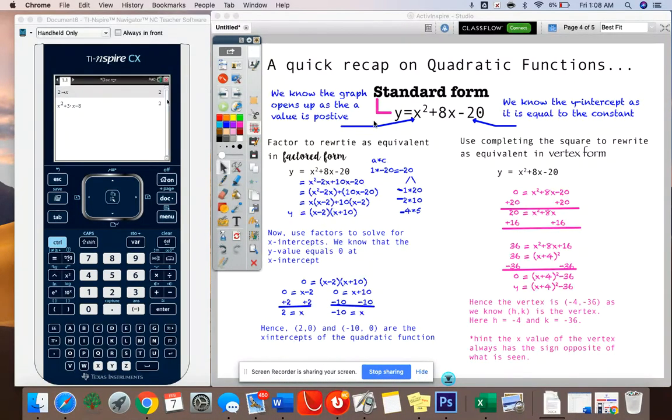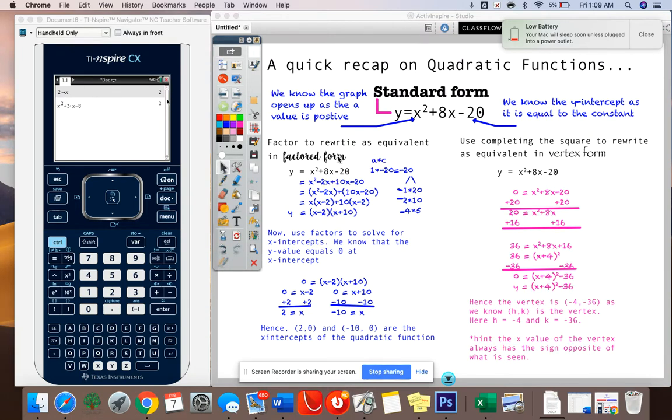Hey guys, before you get started today, I want to have a quick recap of what we looked at last class on quadratic functions. First of all, we started with the standard form of a quadratic function, which was y equals ax squared plus bx plus c. Here, we'll look specifically at the quadratic function y equals x squared plus 8x minus 20 and try to use our skills from Unit 8 to write two equivalent forms in factored form and vertex form.